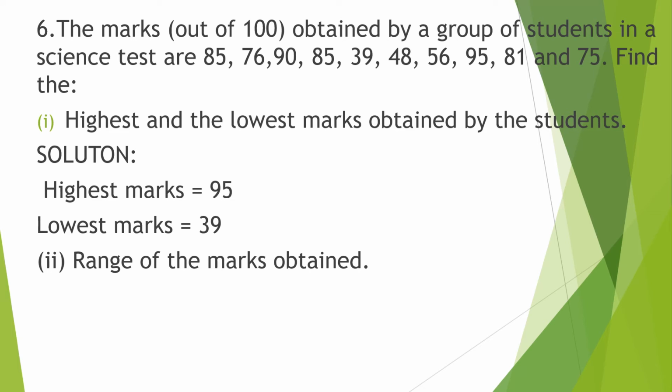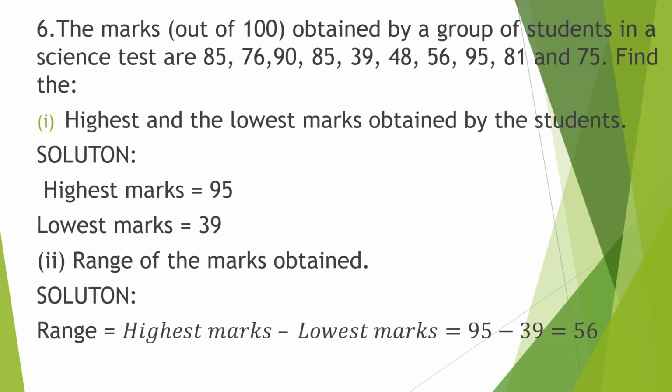So first we can write the formula to find the range. Range equals highest mark minus lowest mark. Here the highest mark is 95 minus the lowest mark 39, which is equal to 56. So the range of this observation is 56.